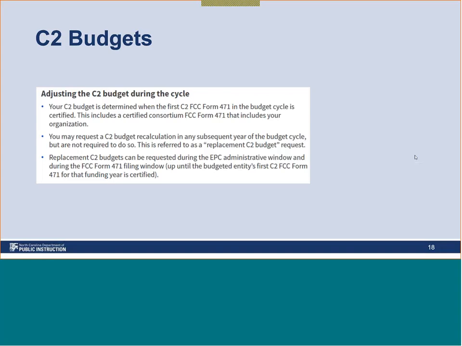Any C2 budgets can be requested during the administrative window and during the 471 filing window, up until your first 471 for that funding year is certified. In a nutshell, if you're doing 3 different Category 2 471s, you're doing all your switches maybe for your primary schools, your K-6s or K-8s, and you've got a Category 2 471 for your high schools. As soon as you certify one of those, your number's locked. You cannot go back and say, oh, that's right, we had this big growth in our high school. It's too late at that point.